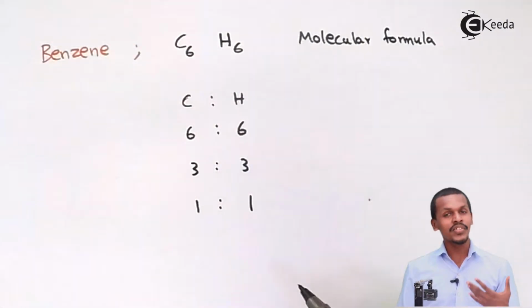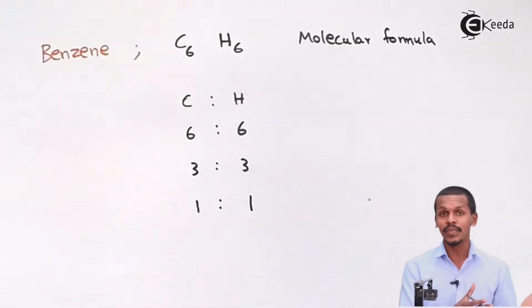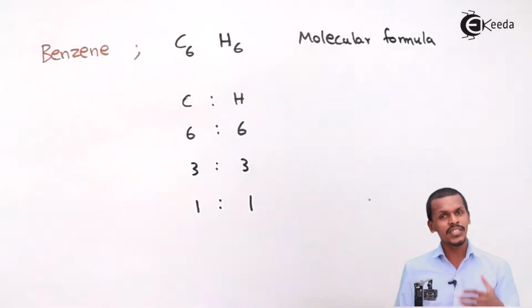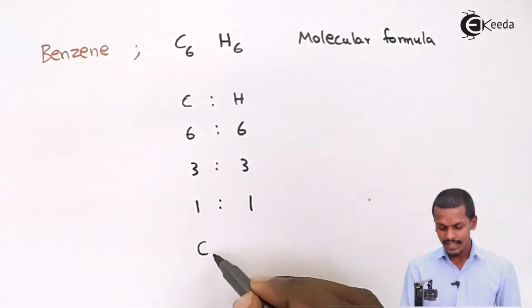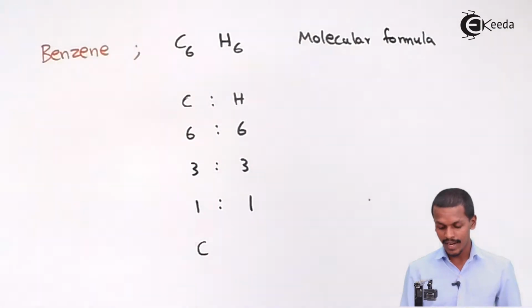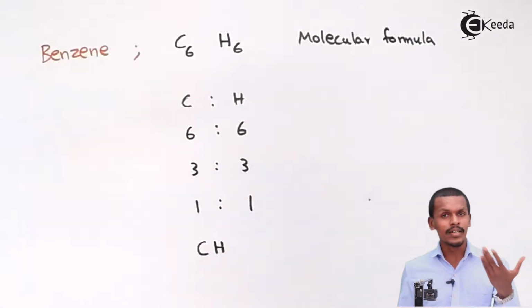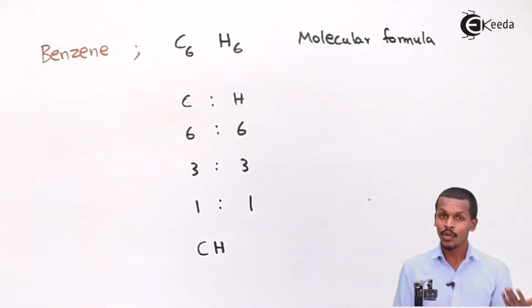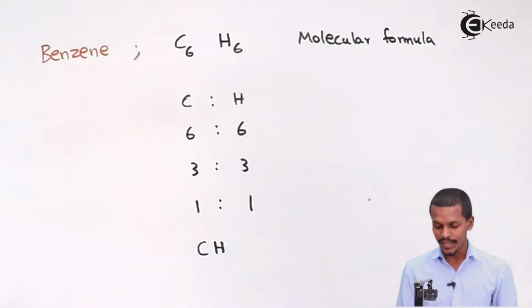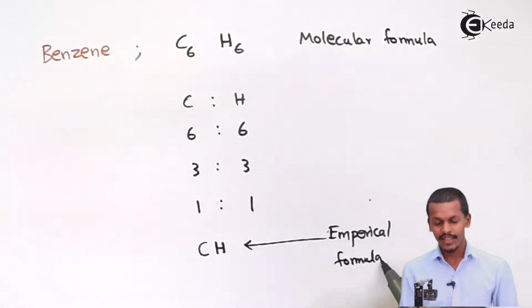Now this is the smallest ratio: carbon and hydrogen are present in a 1:1 ratio. This is the simplest and smallest ratio we have got, and both are whole numbers. Therefore I could write C, one carbon atom, and H, one hydrogen atom. I wrote this based on the smallest ratio, in which carbon is present 1 time and hydrogen is also present 1 time, because they are in the ratio 1:1. Therefore this is known as the empirical formula.